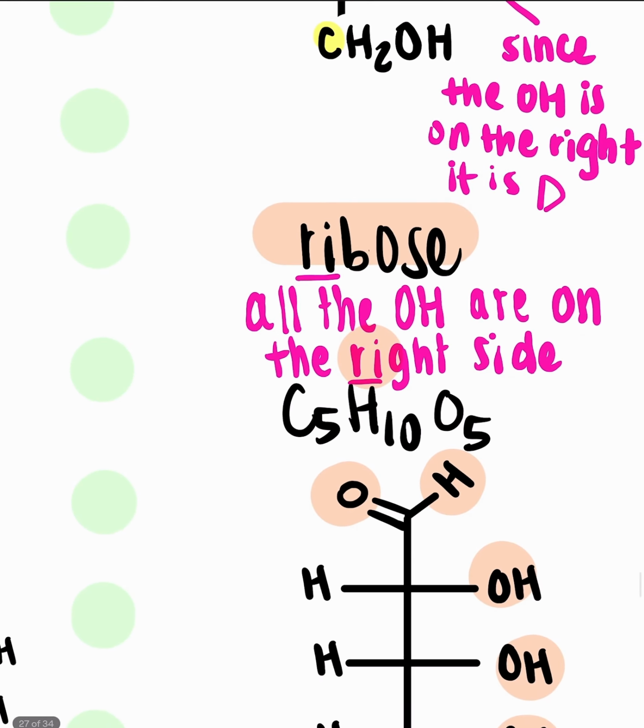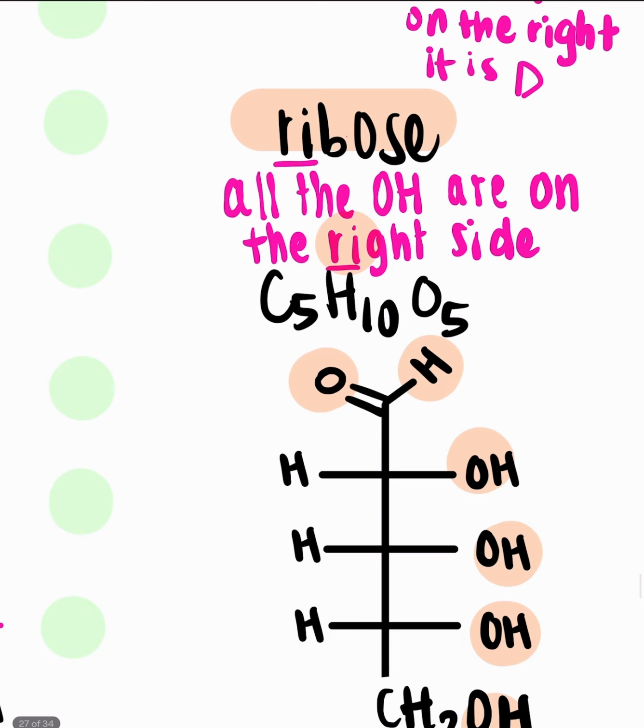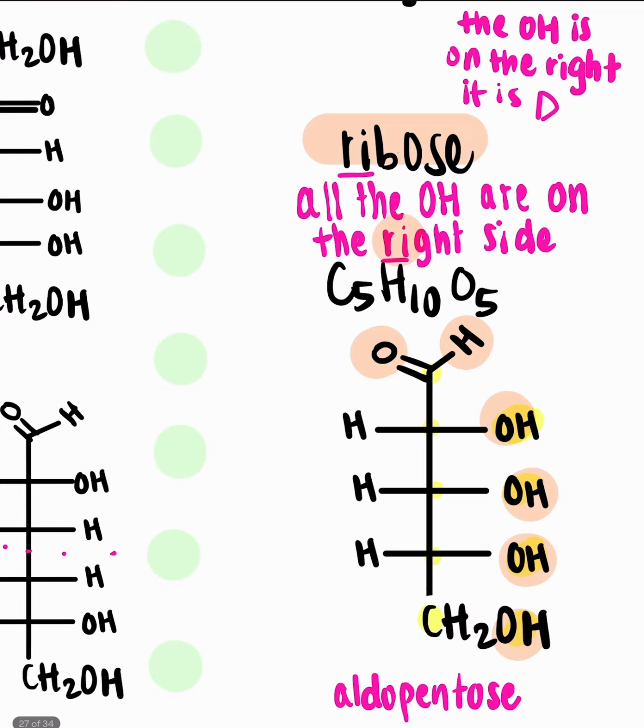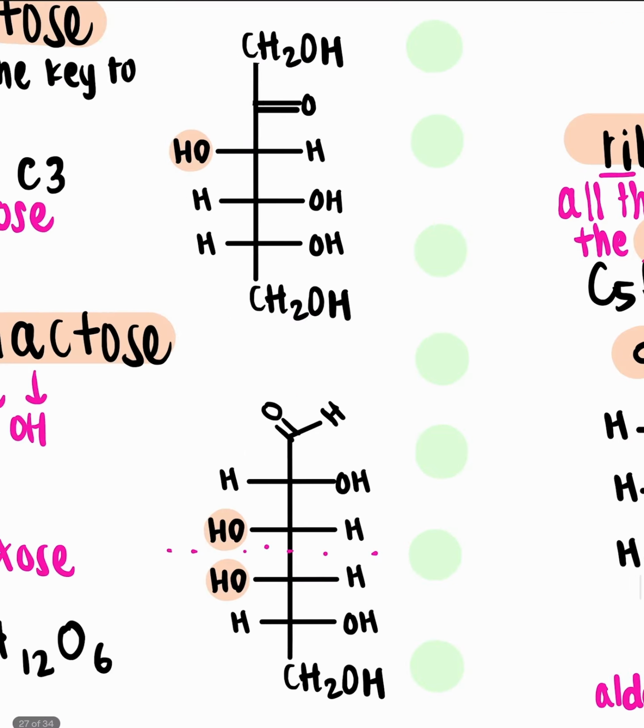So the next one is going to be ribose. So ribose is easy, okay, because all the OHs are on the right side. Ribose, right. So ri for ribose and ri for right. Again, it's a 5-carbon sugar. It's 1, 2, 3, 4, 5. And unfortunately, I don't have a mnemonic to remember how many carbons it is, but I can tell you and make your life easy in that all the OHs are on the right. Okay. And again, it has an aldehyde and it's a 5-carbon sugar, so it's an aldopentose.